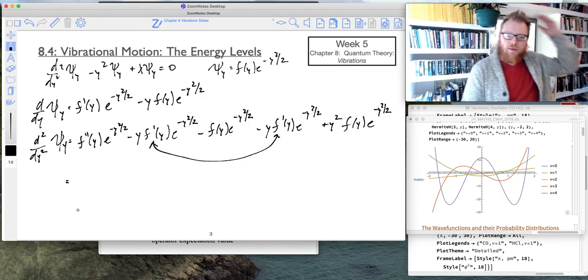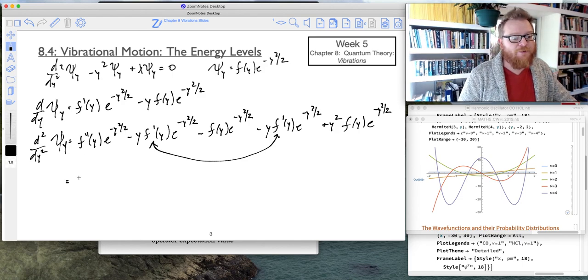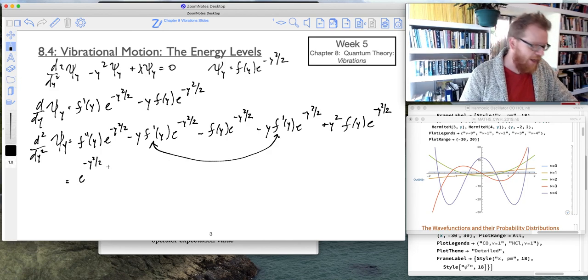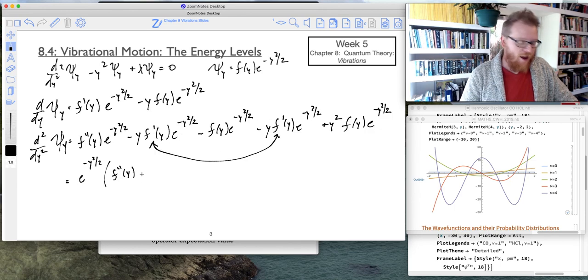And then another thing that I'm going to do, you can tell right away that I can factor out an e to the negative y squared divided by 2 out of all of these terms. So I'm just going to do that straight off the bat. Okay. So then I would have my second derivative, right? Okay, times the exponential. And then now, so I can combine these two things, negative y, f prime of y, e to negative y squared. And that's just going to become negative 2y times f prime of y. And then I've got the exponential right there.